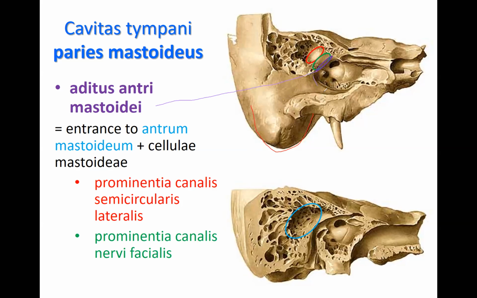So this is a cavity, and it's so-called tympanic cavity proper. Yeah, in Latin, cavitas tympani propria. Yeah, tympanic cavity proper. And this tympanic cavity proper has got several pouchings, which we call cells.